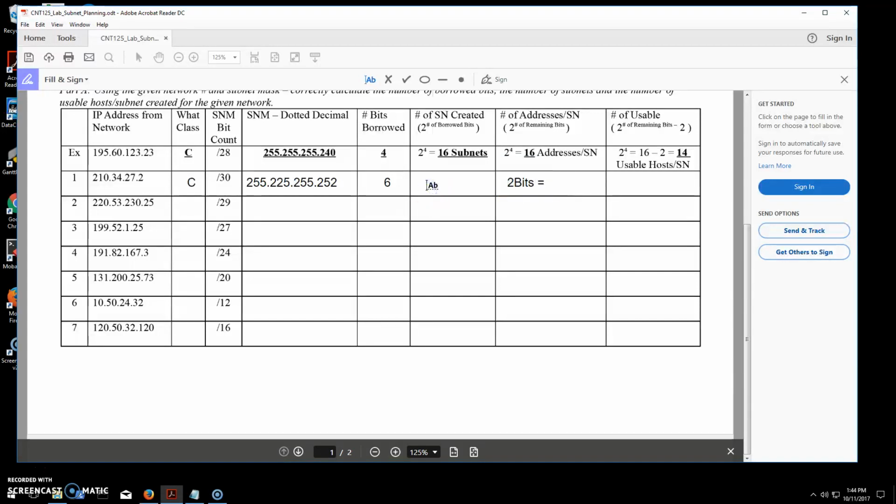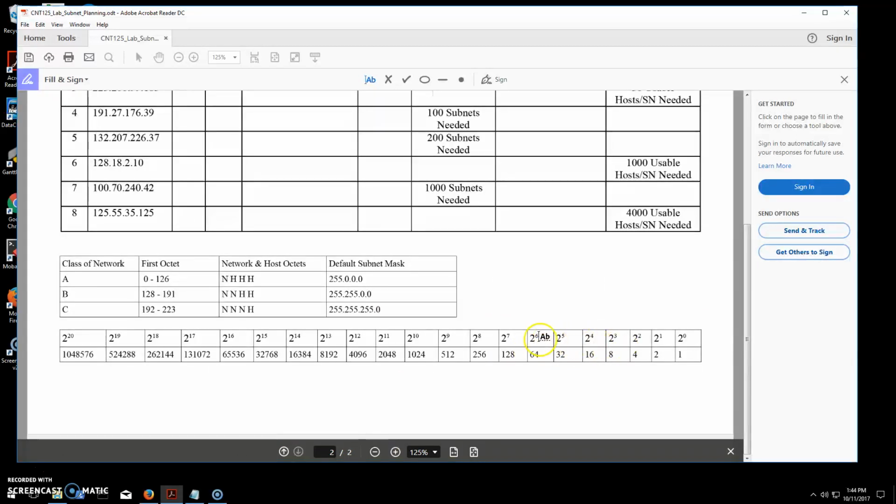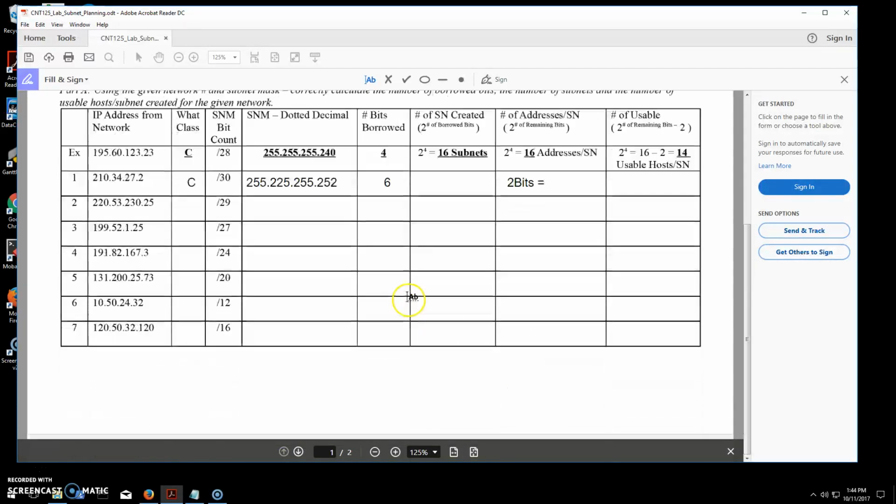So with 6 bits borrowed, look at my place values. 6 bits borrowed, I'm getting 64 subnets. Okay? So up here I have 64 subnets. 2 to the 6 is going to give me 64 subnets. And if I have 2 bits left, 2 to the 2 is 2 times 2, which is 4 hosts per subnet.